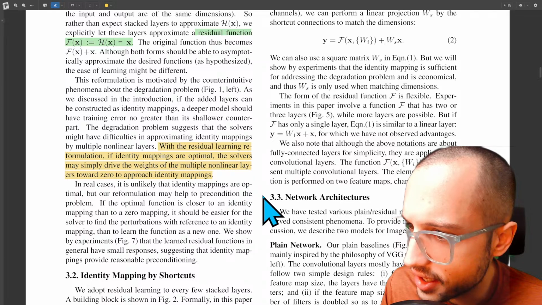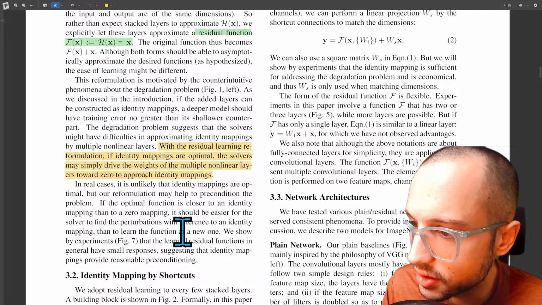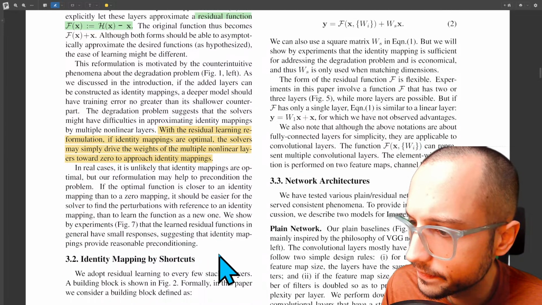It is unlikely that identity mappings are optimal, but our reformulation may help to precondition the problem. If the optimal function is closer to an identity mapping than a zero mapping, it should be easier for the solver to find perturbations with reference to an identity mapping than to learn the function as a new one. The learned residual functions in general have small responses, suggesting that identity mappings provide reasonable preconditioning.